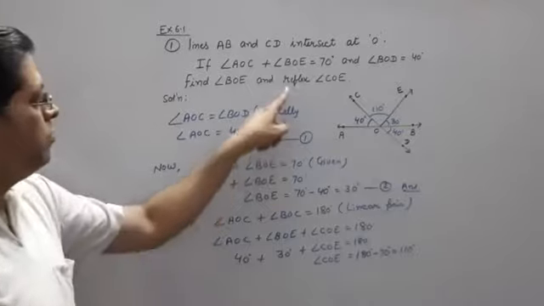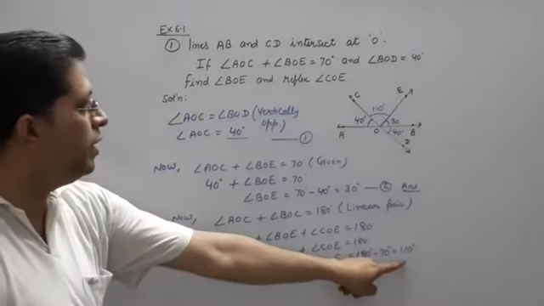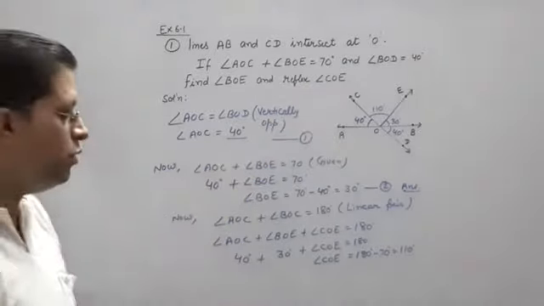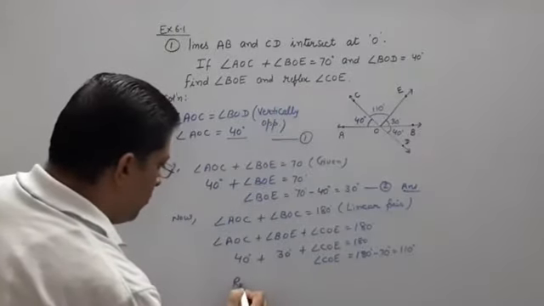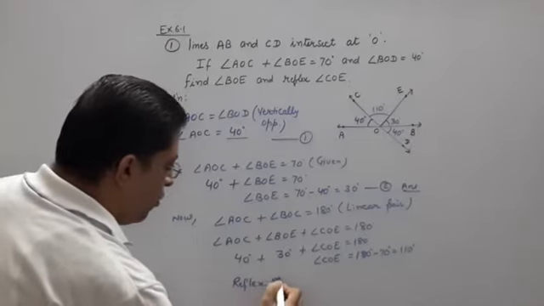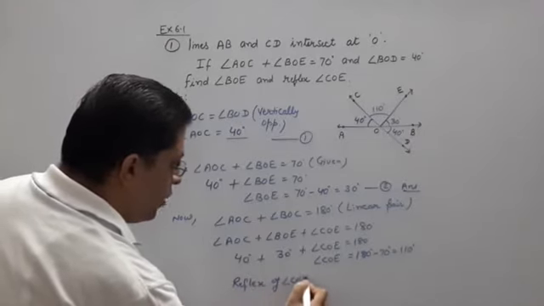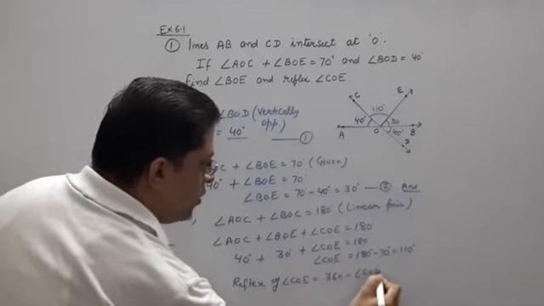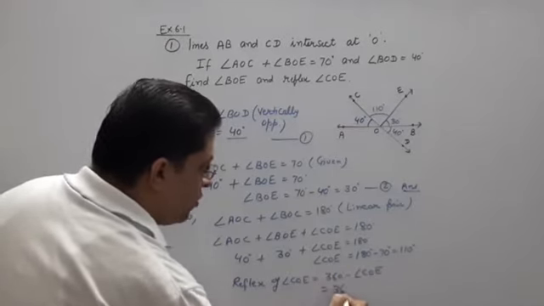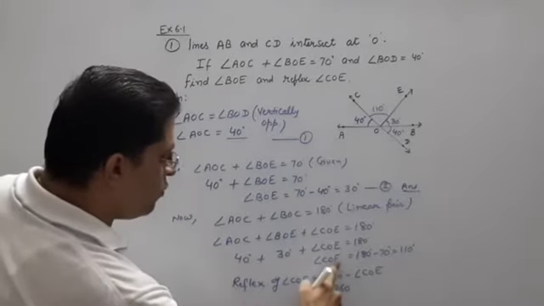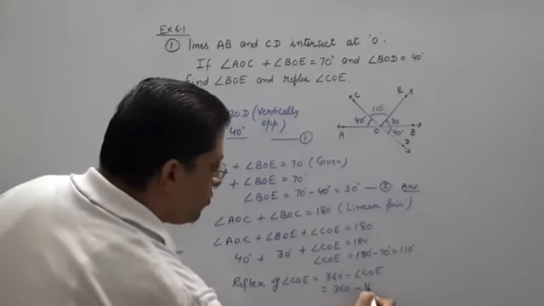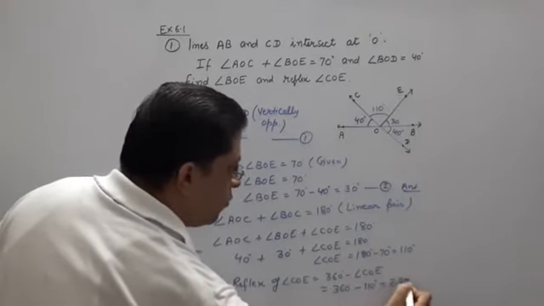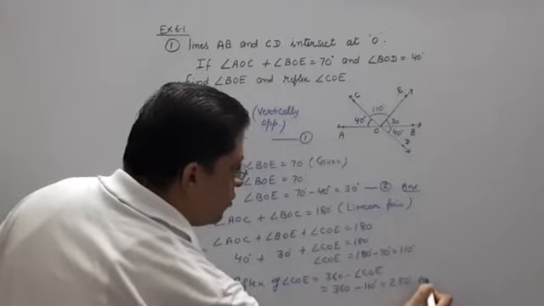Now come on. COE we got here 110. But what you have to find? You have to find reflex of COE. Reflex of angle COE means 360 minus angle COE. What is 360? It is 360. Angle COE is what? 110. If you subtract it, you will get 250 degrees. This is your answer.